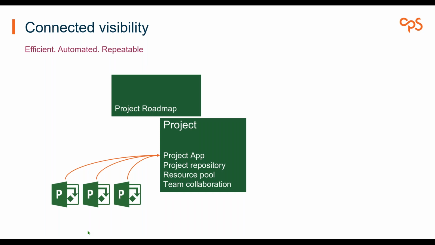But that also means we have this central repository of all our data in one place. We have a resource pool. We can use Teams for collaboration on things like risks and issues, and obviously discussions and documents and everything. And we have a single project app where we could capture data. Sitting above that, there's something called Project Roadmap, which is a capability that's part of the project licensing.